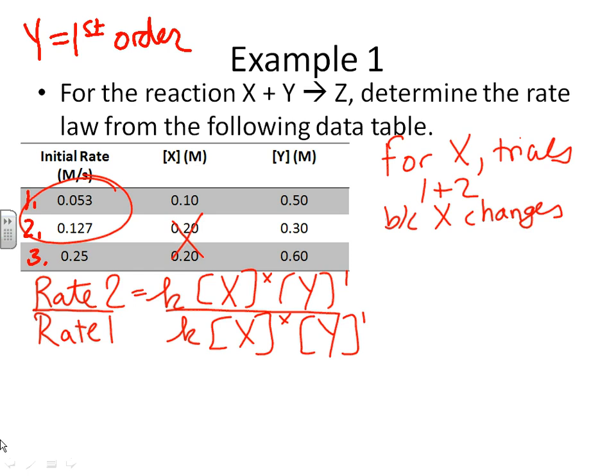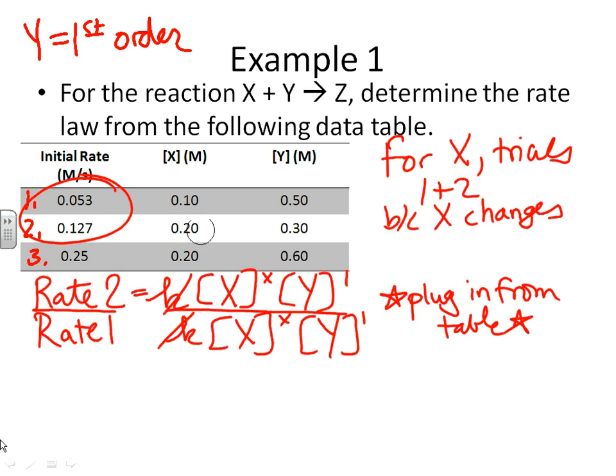I am now going to plug in numbers from the data table. But before I plug in numbers, I want to get rid of things that are the same. And basically that's the value for k. K is a rate constant. It doesn't matter if I'm doing trial 2 or if I'm doing trial 1. K is going to be the same regardless. But everything else I'm going to use. So I'm going to be using these 2 numbers for the concentration of x, these 2 numbers for the concentration of y. And I'm just going to plug right in. So plugging in the values from the data table.